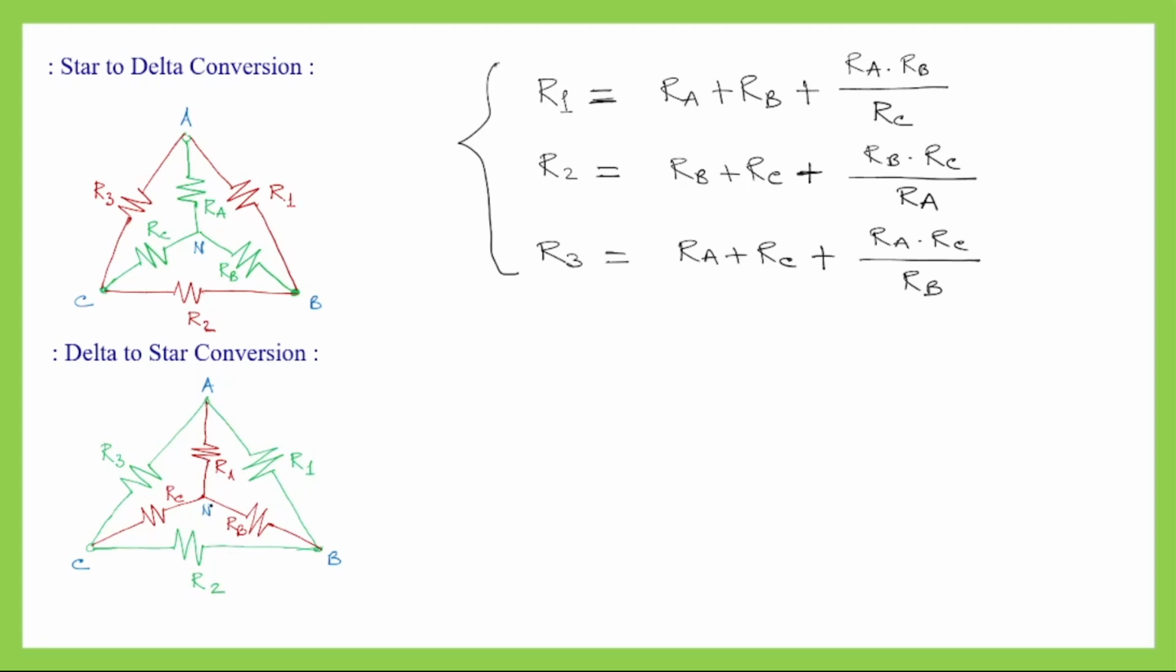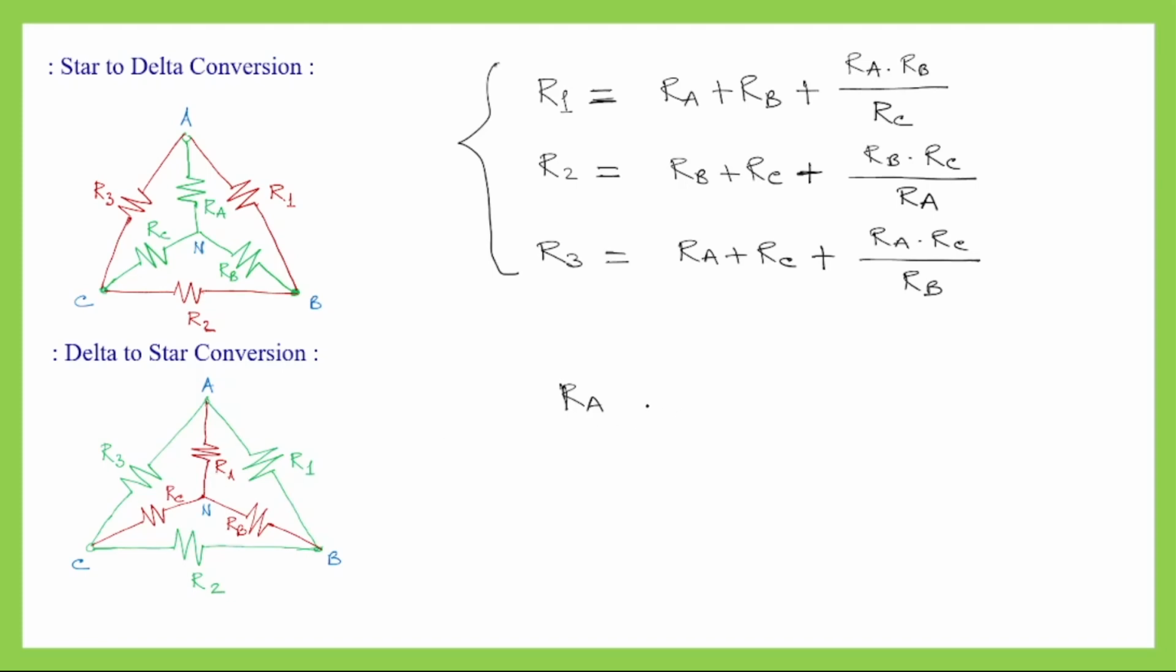Now we have to see what the formulas are for the resistors that will be there in the converted circuit. So here, in case of star, the resistances are RA, RB and RC. So we will be finding out the values of RA, RB and RC in terms of R1, R2 and R3.